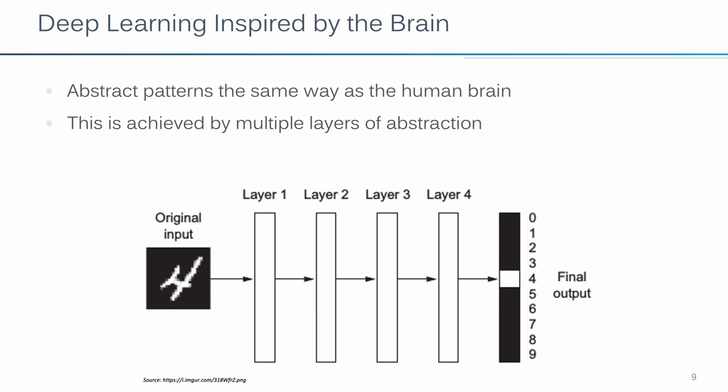So for example, if we go back for the 4, this could be the edges of the 4. Or specific points of the 4. And if these points are correlated in a specific way, then these layers of abstraction learn it's a 4. If there's a 9, there's other features that lead to be the 9. And that is very similar to how humans would classify such an image.